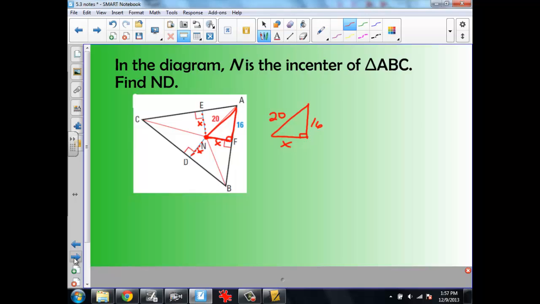Have you ever heard, raise your hand, have you heard of the Pythagorean theorem? On the Big Bang Theory? Really? Write this down. Pythagorean theorem.